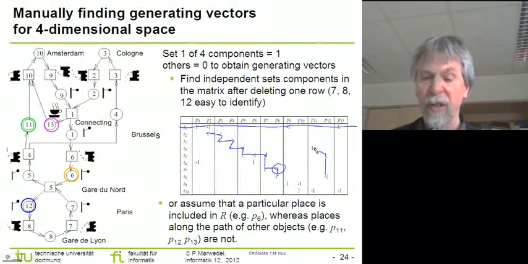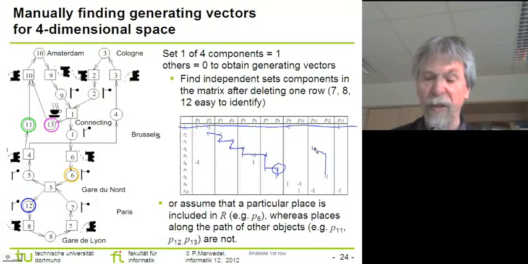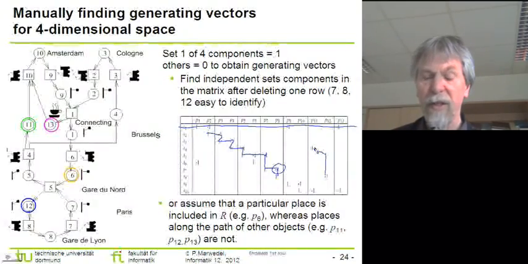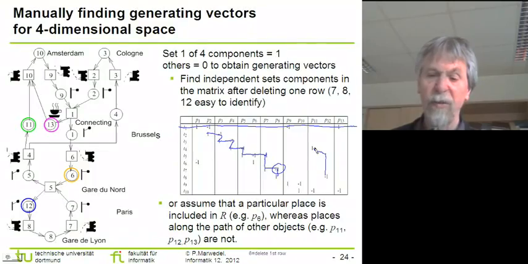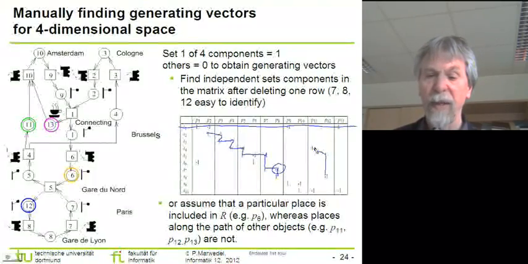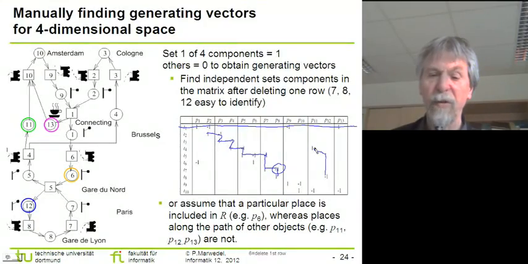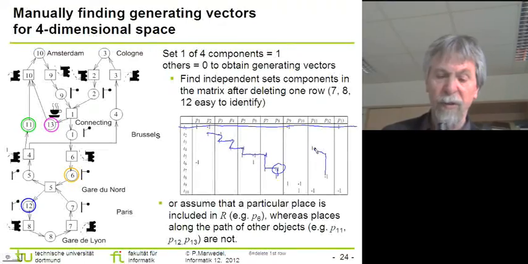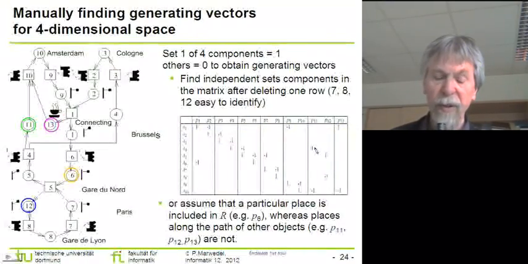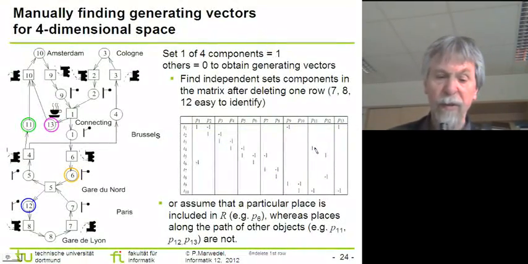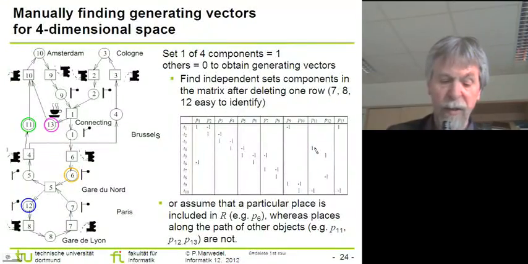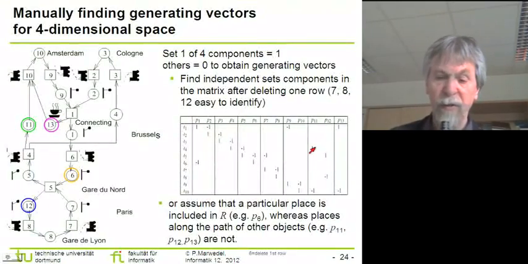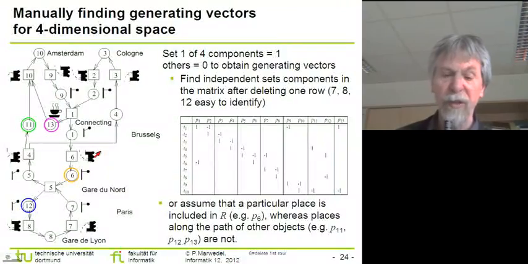But essentially, these different elements are independent, and therefore it's a good decision to select any of the components 7, 8, or 12 to be included in this set of 4 components. The other thing that we can do is look at the net and exploit the fact that we know what we're modeling there.